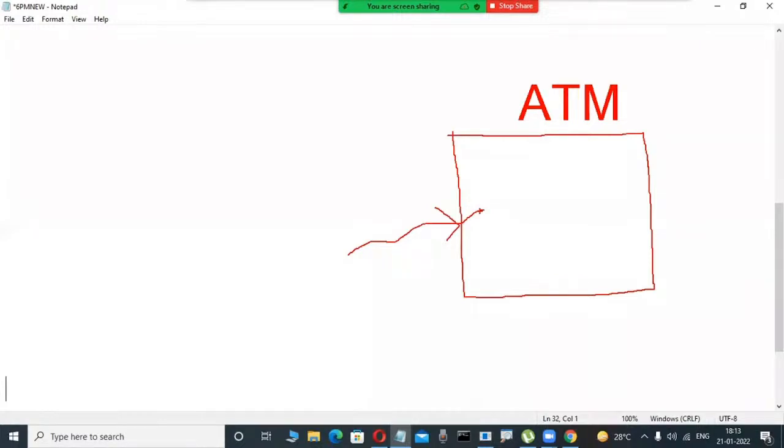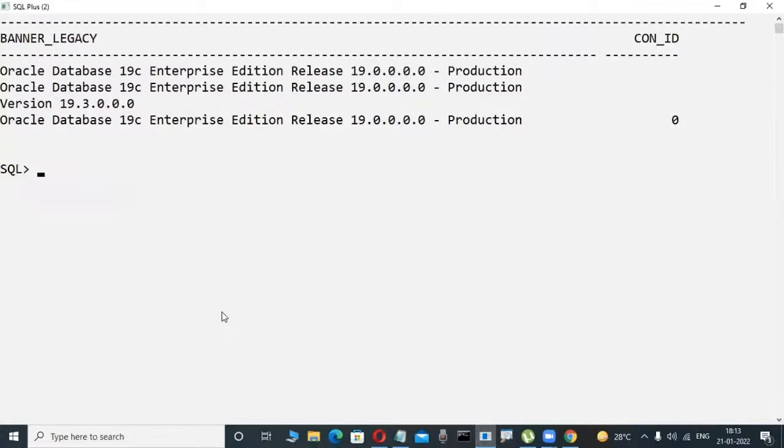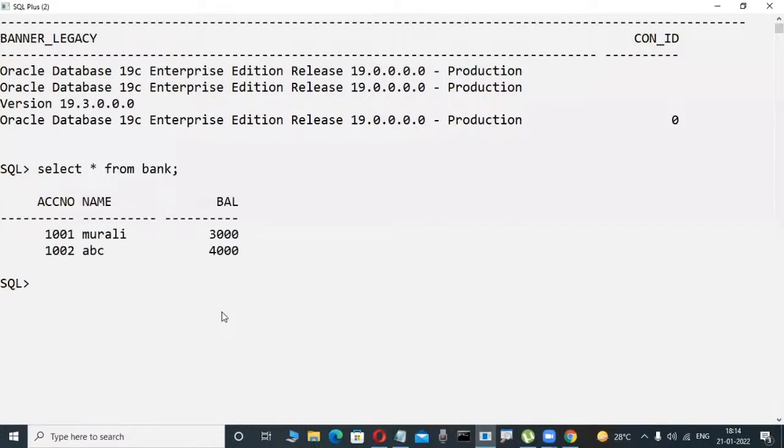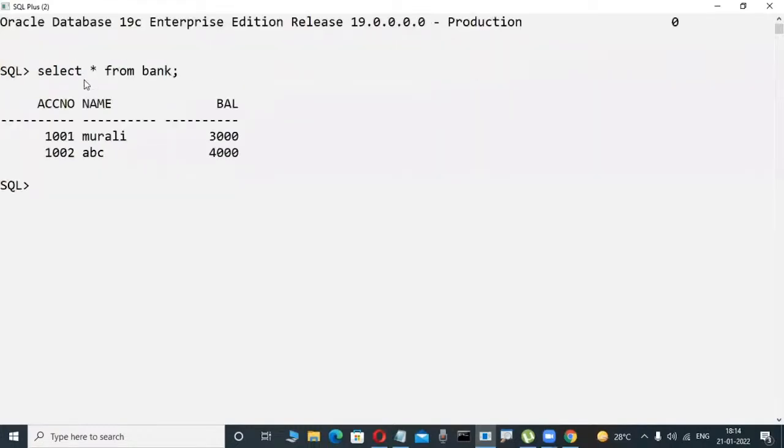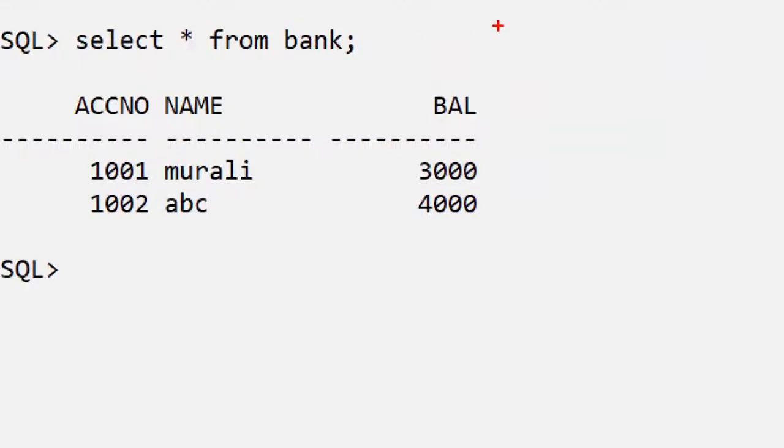Now check it out. Slowly observe the screen. Suppose in this database, bank is a table, for example. Just observe the scenario, it is a very easy way to understand. This is a bank table. In table format only, we store the data.